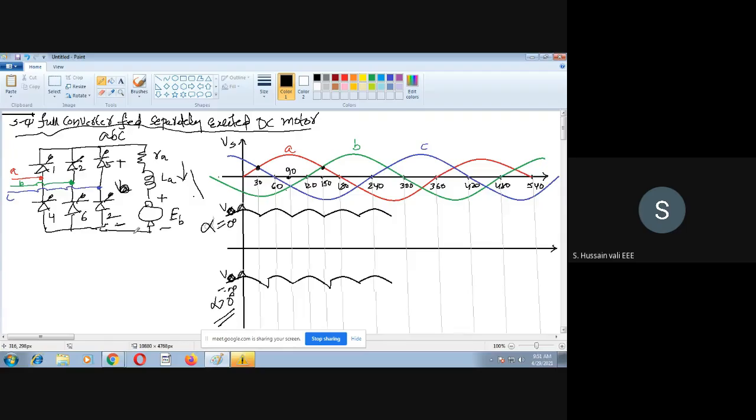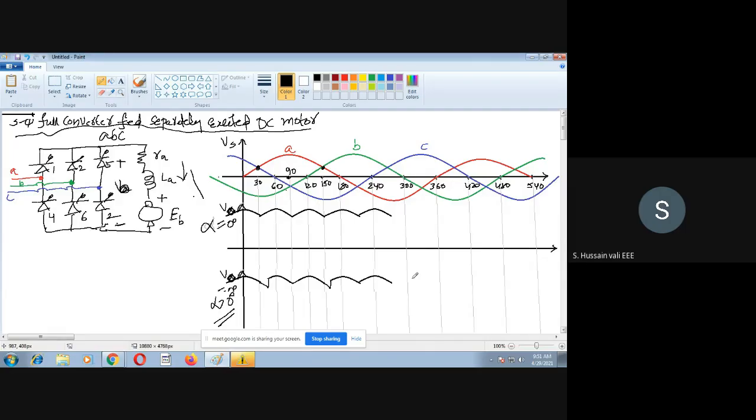Okay, so now the remaining part of the waveforms I'm not going to draw, because you can just go through how I have drawn it last class and practice it, so that you will get the remaining waveforms for alpha 30, alpha 90, alpha 120. For the remaining angles you will get the waveforms, just like how I have done in the case of the three-phase converter.